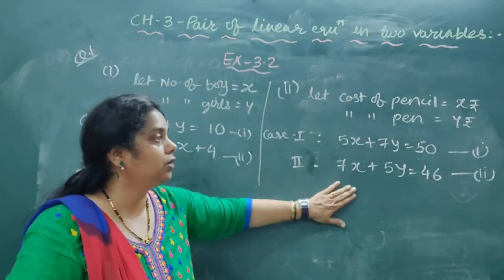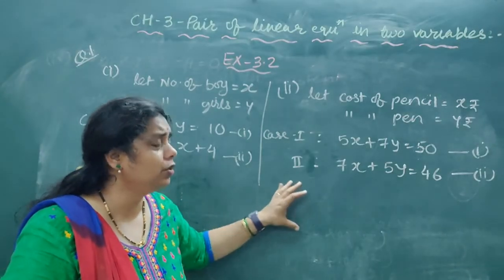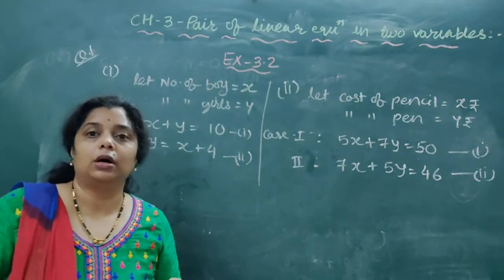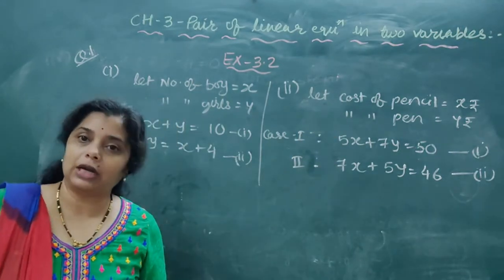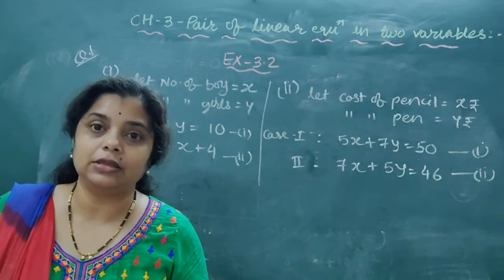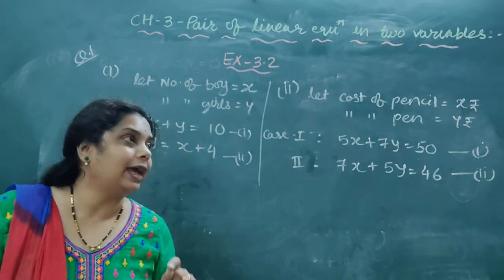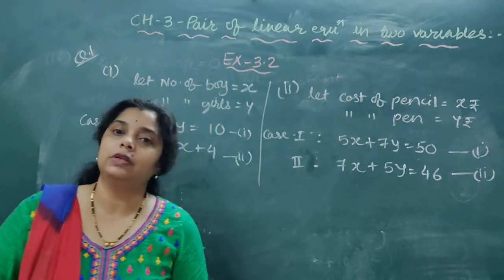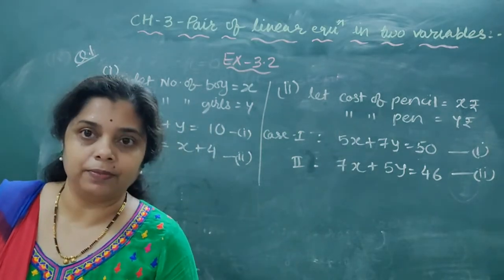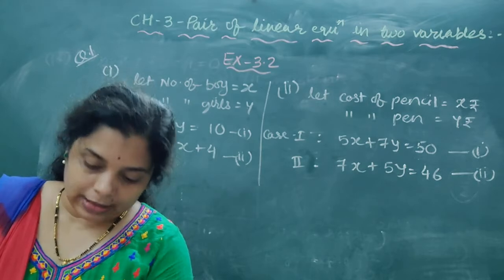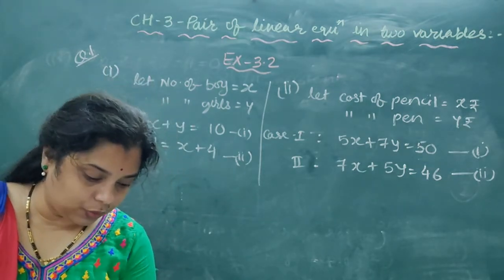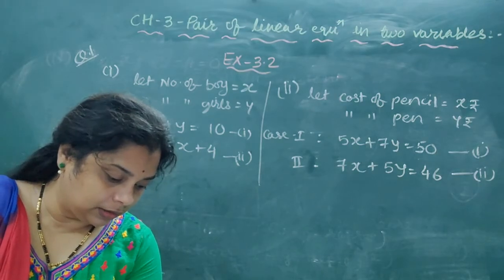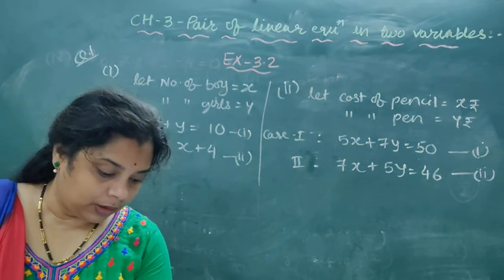Similarly here again you have to draw the table, and for these two you have to draw a graph. If you get an intersection point, then again the x coordinate will give you the cost of a pencil and the y coordinate will give you the cost of a pen. Is it clear? Okay.